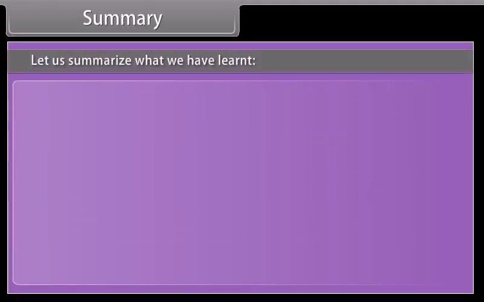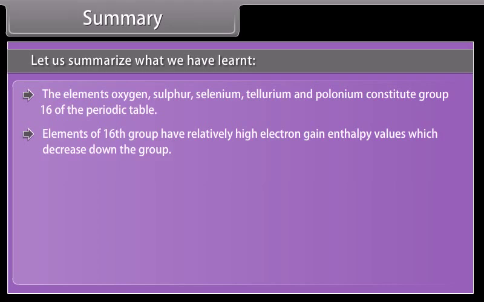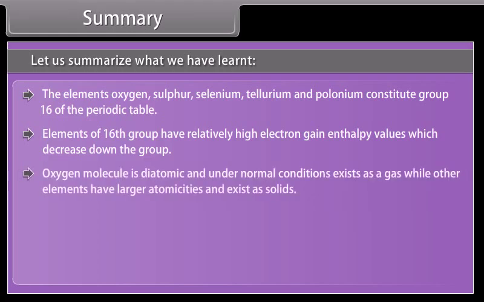Summary. Let us summarize what we have learnt. The elements oxygen, sulfur, selenium, tellurium, and polonium constitute group 16 of the periodic table. Elements of the 16th group have relatively high electron gain enthalpy values which decrease down the group. Oxygen molecule is diatomic and under normal conditions exists as a gas, while other elements have larger atomicities and exist as solids.